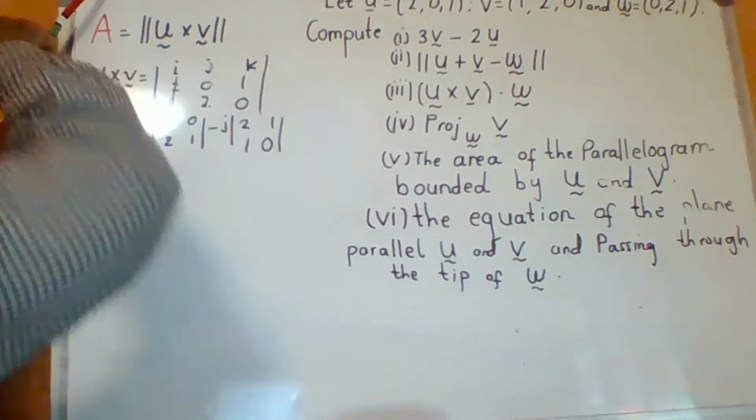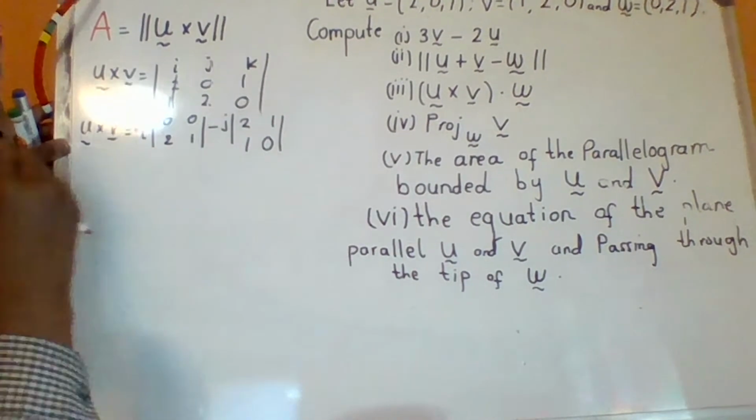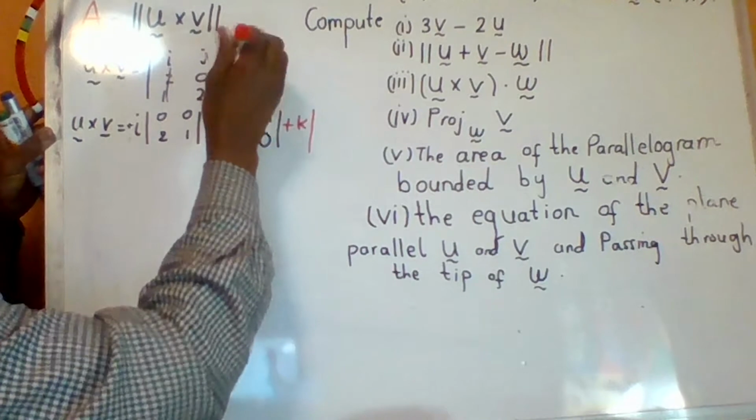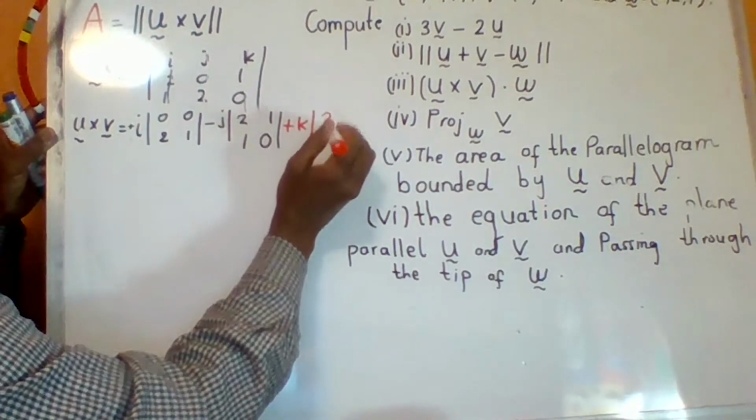Now we go for the second one. For the second one, it's going to be minus, because the second one is J. If I look for this, I don't need this, I don't need this. So it's going to be 2, 1 and 1, 0.